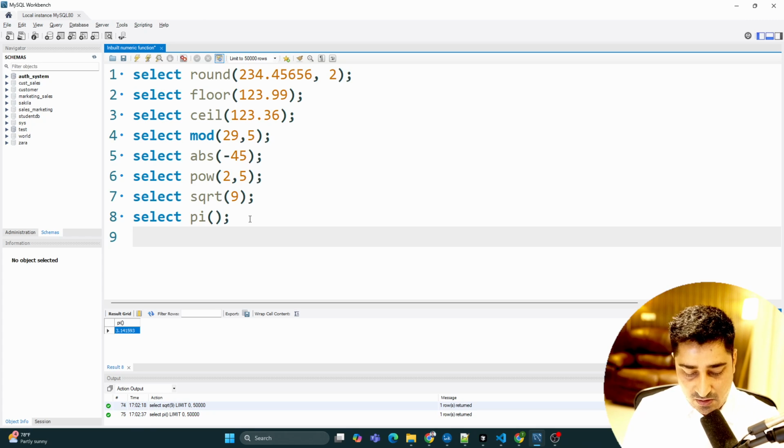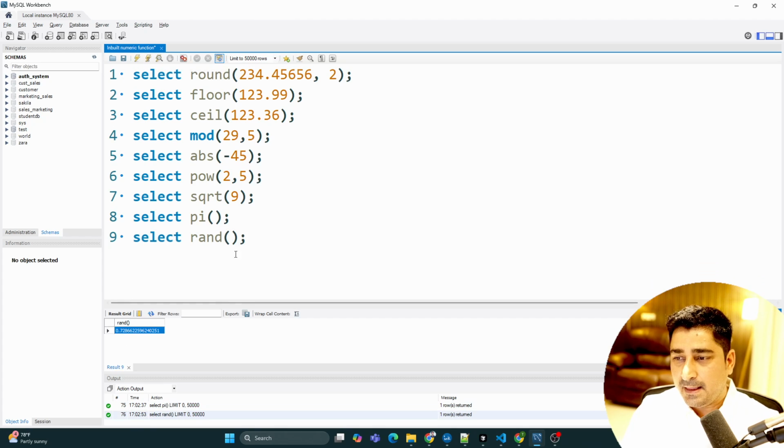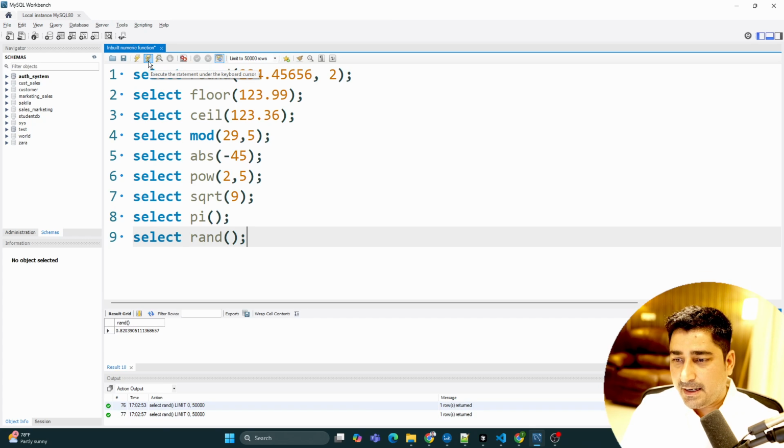Now there is something called SELECT RAND function. The rand function is going to give me random data, basically between 0 and 1. Every time I execute it, as you can see, it is giving me some sort of random data on every execution. So this is how RAND is going to work.